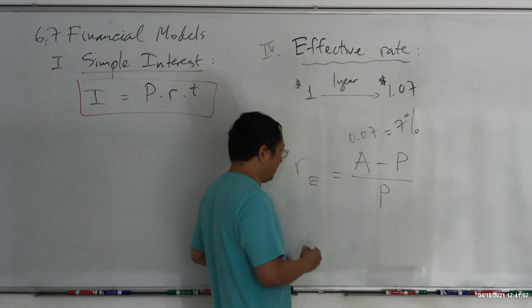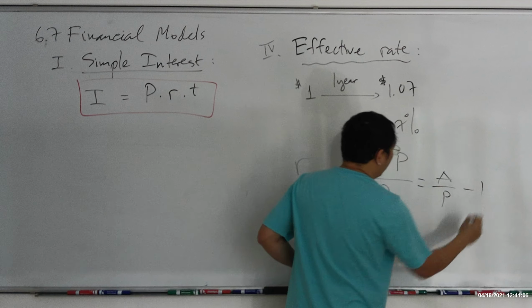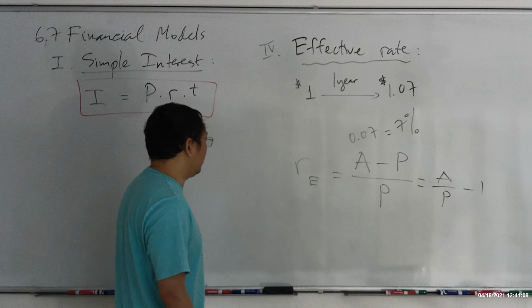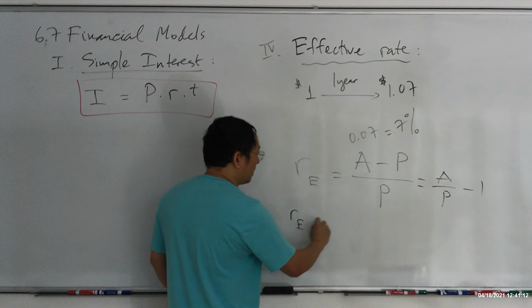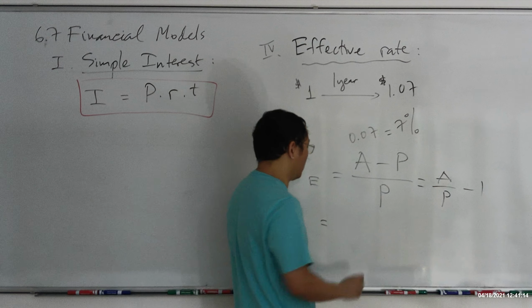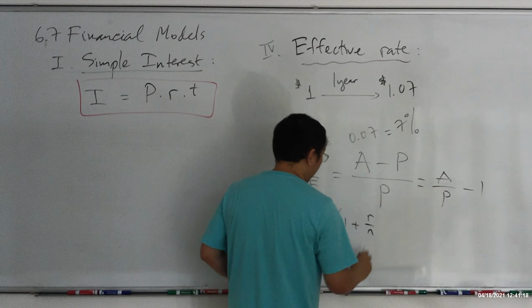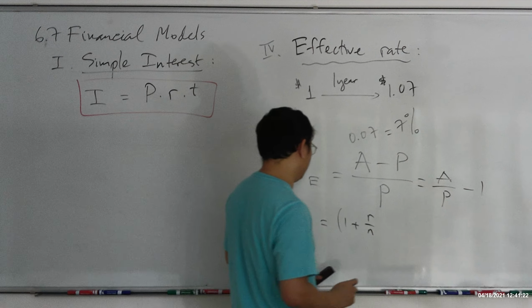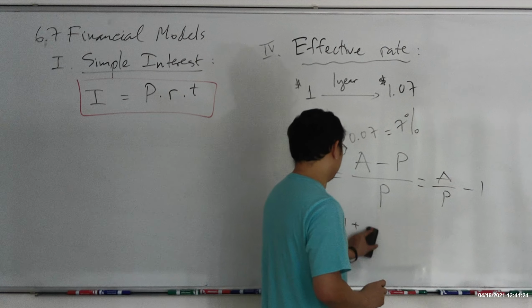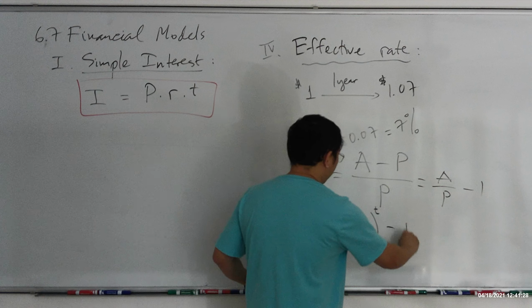And of course, you simplify, this is like A over P minus 1. So if interest is compounded periodically, the effective rate is going to be A over P, which is 1 plus R over N. N is 1 already, 1 year, so 1 plus R raised to the T power, minus 1.